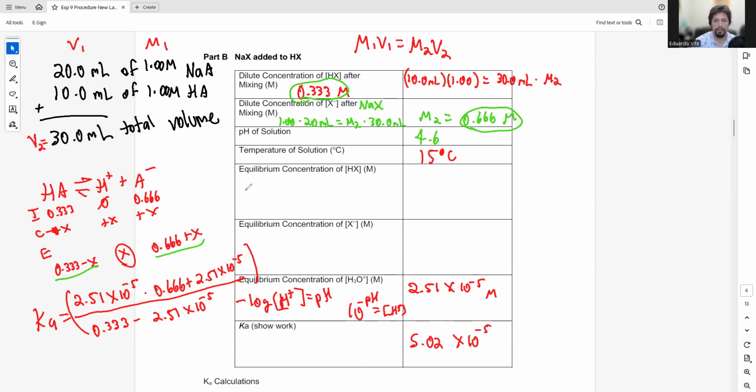So, in this case, it's 0.333 minus 2.51 times 10 to the negative 5. Yep. And then A minus is going to be 0.666 plus 2.51 times 10 to the negative 5. And that is going to give me these concentrations right there. And then, of course, just to double check, if you plug this in to the Ka formula, you should be able to get those answers as well. So hopefully you kind of see where this is going. We're just using ice tables to solve for X, and we're taking into account the initial conditions and final conditions and just plugging in the numbers.